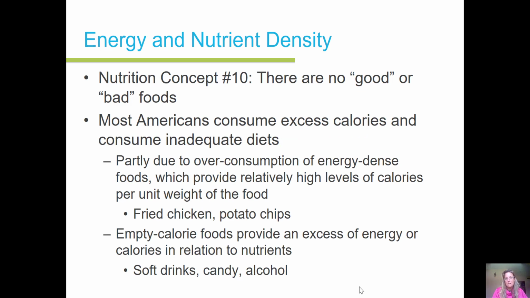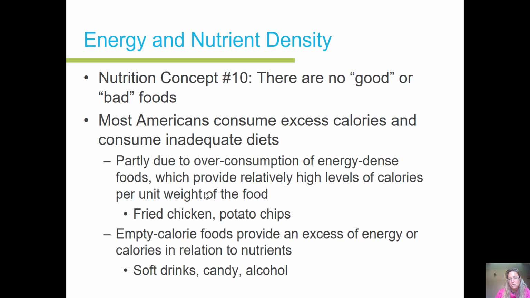And then concept number 10, there's no good or no bad foods. We can include anything into a healthy dietary pattern as long as we choose things in moderation. So the problem today, though, is many people consume excess calories. And a big reason why they consume excess calories is due to the overconsumption of energy-dense foods. What does energy-dense mean? Remember, energy comes in the form of a calorie. So that means that we're choosing foods that have a relatively high amount of calories per unit weight of food.